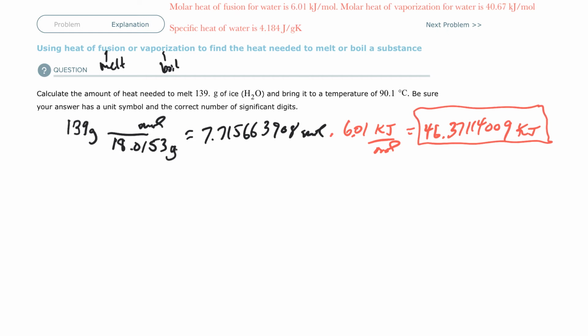So some of this energy is just melting the ice, then the rest of the energy is getting that ice up to 90 degrees. So what's the second one? It says specific heat of water is 4.184 joules for every gram. Now notice that my first answer was in kilojoules. So I'm going to have to either get them all in joules or all in kilojoules, because I can't add joules to kilojoules, and I'll do that at the end. So how much temperature is it supposed to raise? It raises from 0 up to 90.1 Celsius. That's the same as Kelvin, so it's 90.1 Kelvin.